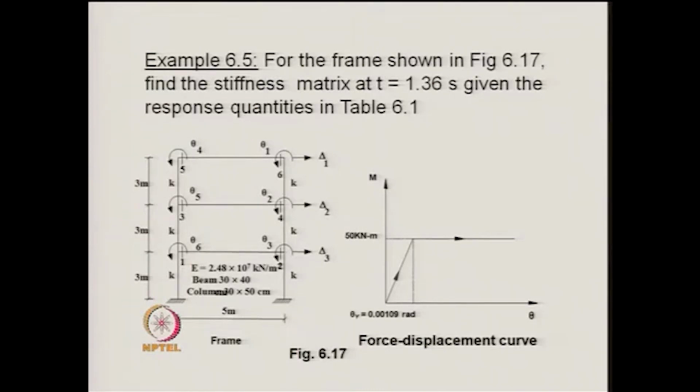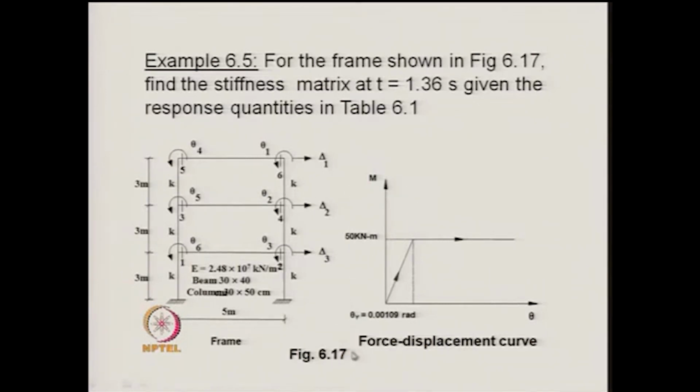We have the rotations, these rotations are theta 1, theta 2, theta 3 on the right hand side of the beam, and on the left hand side of the beam we have got theta 4, theta 5 and theta 6. So, they are the rotations on the left hand side. The sections are marked as 1 and 2 where the yielding can take place, 3 and 4 where the yielding can take place, and 5 and 6 where the yielding can take place.